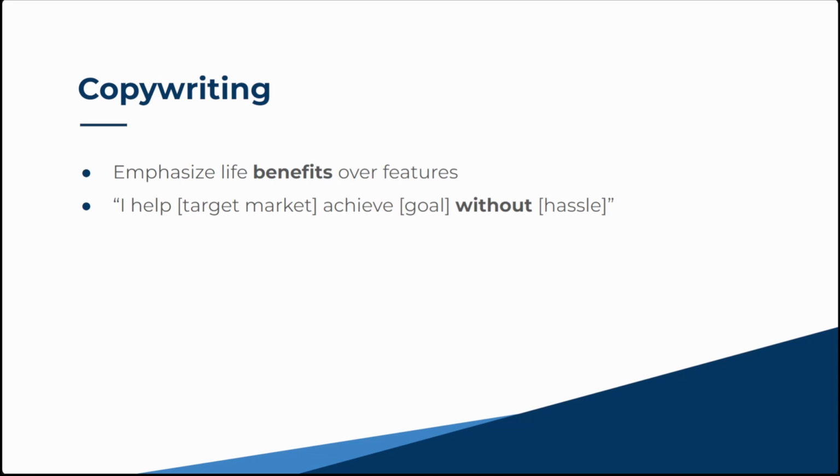Another tip is to use some variation of the following. You're helping your target market, so you just insert whoever that is, helping them achieve a particular goal without any of the hassle that's typically associated with it. So maybe that would be helping homeowners improve their long-term finances and quality of life through solar energy, without a hefty down payment, or even list multiple things that could be potential roadblocks that you are helping them achieve that goal without. So essentially, help them get what they want without having to go through the typical challenges that they don't want.